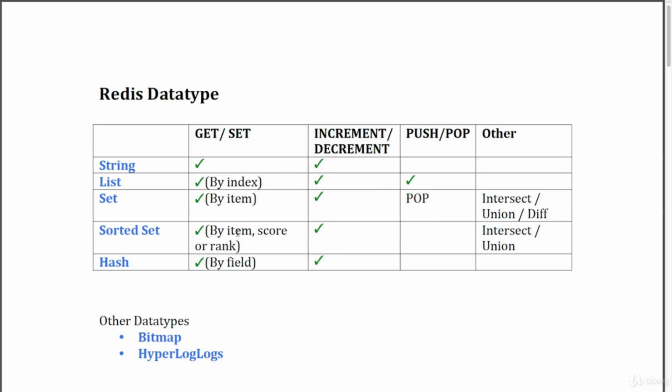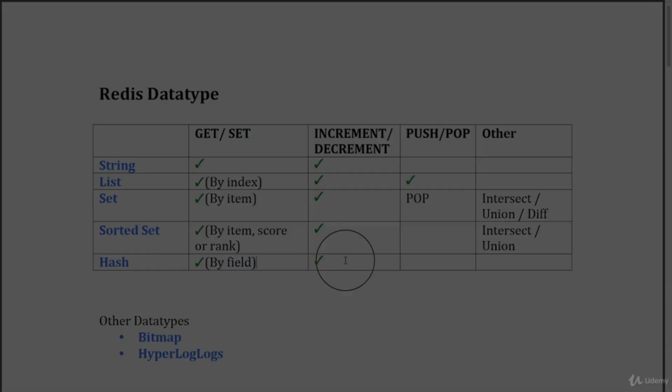Sorted set has get and set operations by item, score, or by rank. It also supports increment and decrement operations. Sorted set has no push or pop type operations, but it has intersect or union type operations. Hash has get and set operations by field, and hash also has increment and decrement operations.